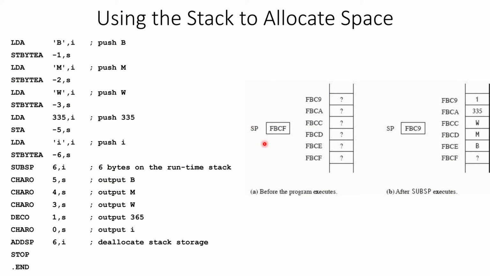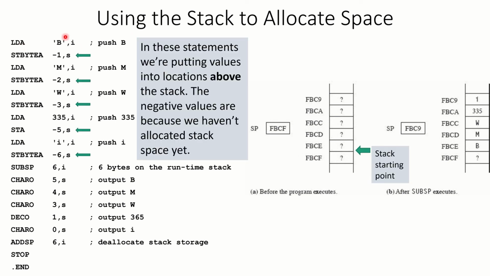But we can see here our stack pointer, which is one of our registers inside the CPU, is set at this value of FBCF. So that means right now our stack pointer is pointing right here. At this point, the only thing we have available on the stack is this one byte above it. That's where allocation starts. If we look at our program over here, we're essentially just loading some letters into the stack. We're going to load a B into the accumulator, and then we're going to do a store byte -1,S. The S means stack relative. So we're going to look at the stack address and then store it at -1, so it's actually going to be stored one byte above it.